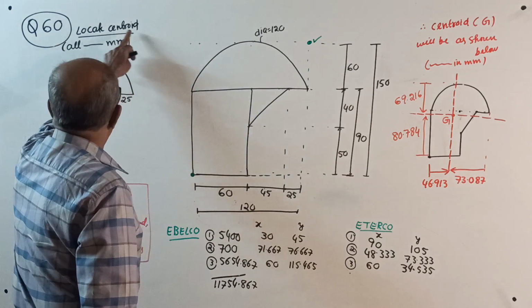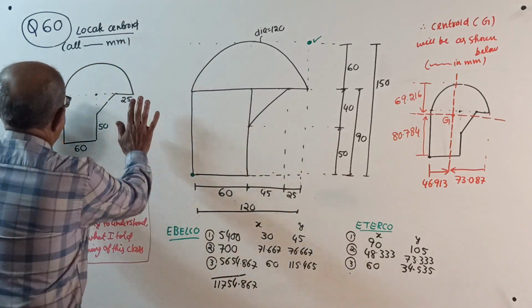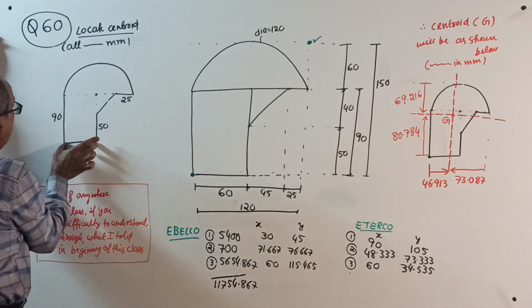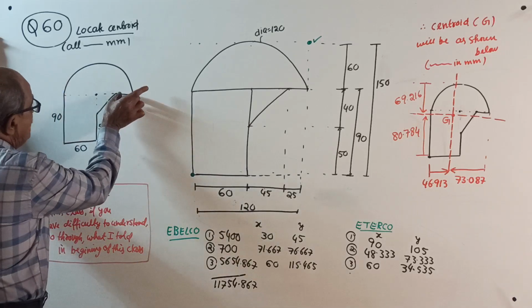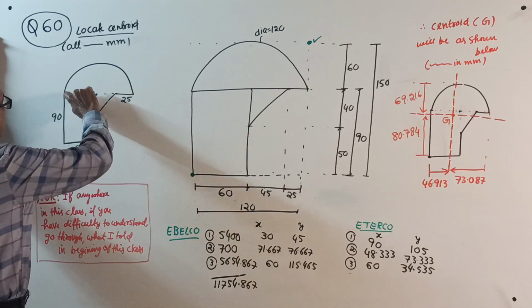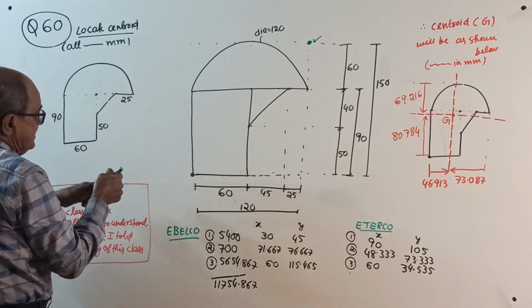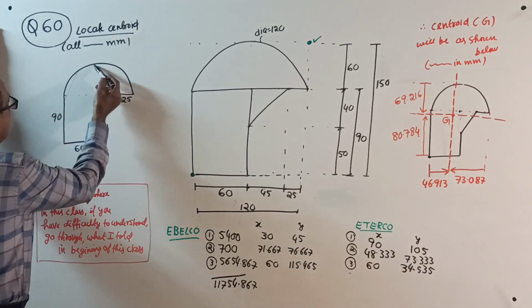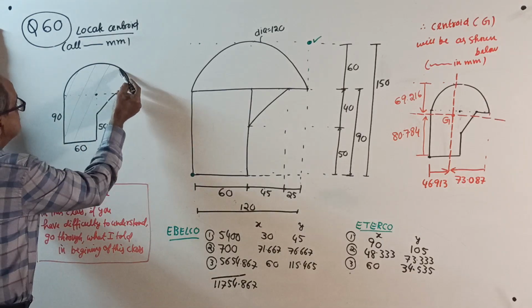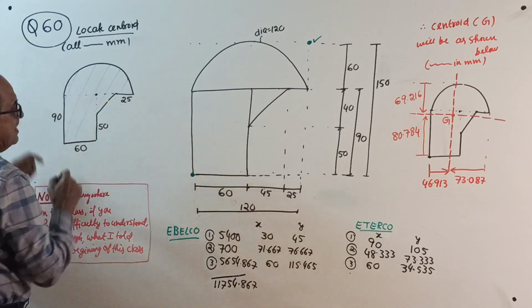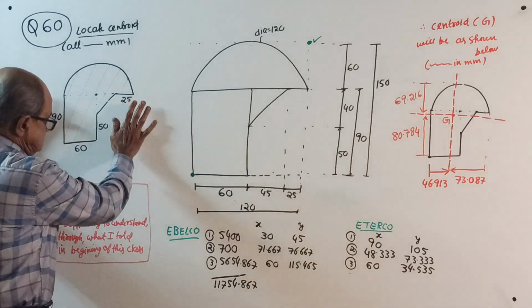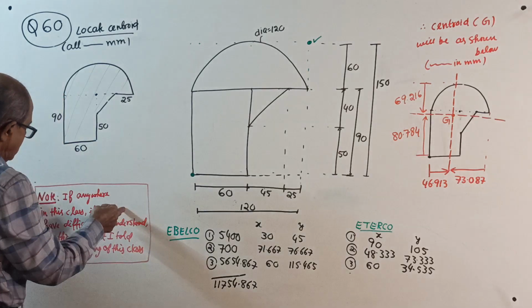Question number 60. Locate the centroid. See, the sketch is given here: 60, 90, 25, and one semicircle here. This is the given lamina. For this, you require the centroid. This is the center of the circle. That's all given.